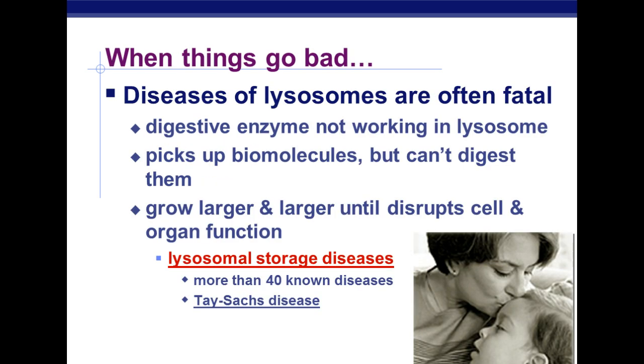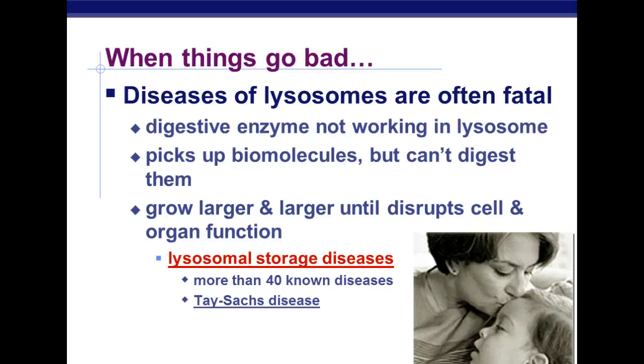Now, you probably won't be surprised to know that diseases often occur that can cause problems. In the case of lysosomes, these problems are often fatal. Write in your notes that these diseases result in digestive enzymes inside the lysosomes that stop working, and therefore these lysosomes fill up with undigested material such as food. What happens is these cells grow larger and larger as they fill with material until they no longer function and they begin to disrupt the surrounding organs.